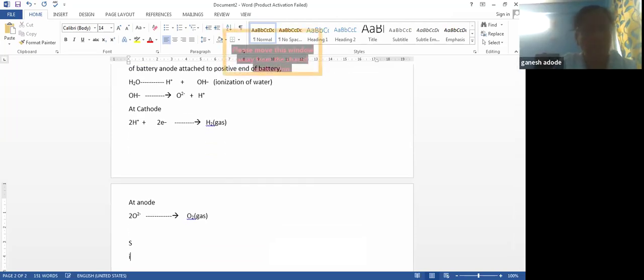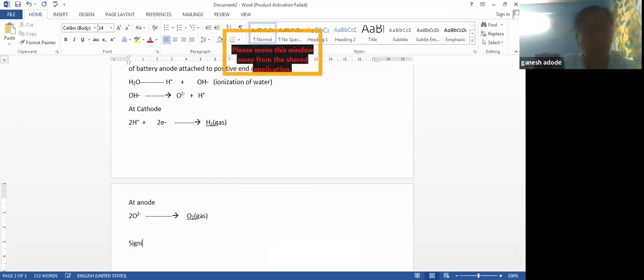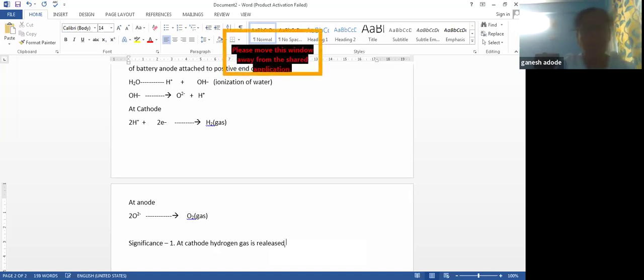What are the significances of this reaction? What kind of significances are there? At the anode, see, first one. At the cathode, hydrogen gas is released. Gas is released, right? Second thing, what will happen?